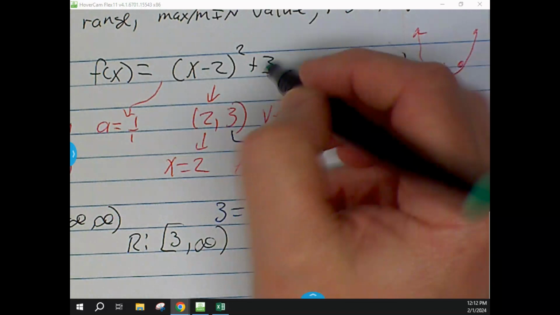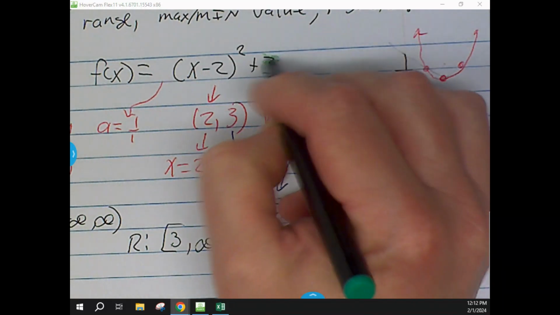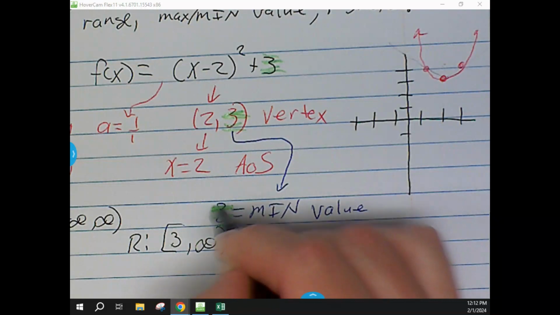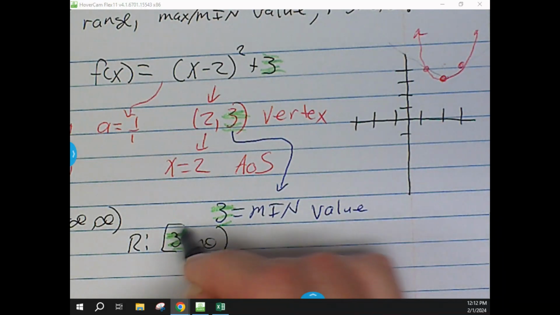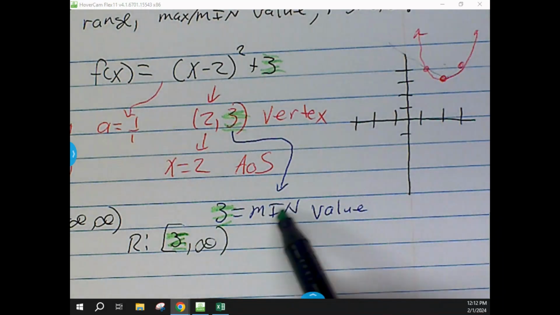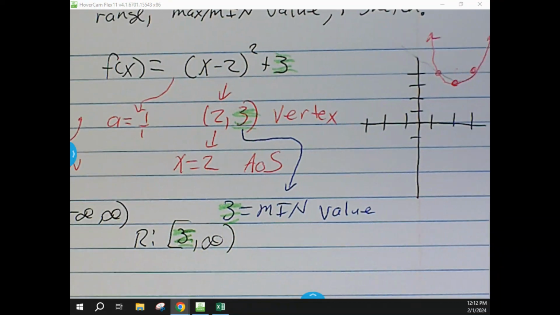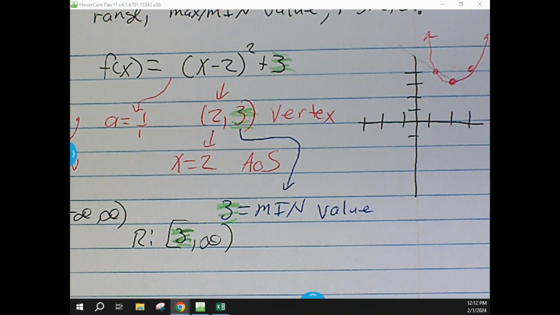So again, the number that's here, that's your y value, which is your max or min value, which is your first or your second number. If it's minimum, it's the first value. If this was max, it'd be the second number.